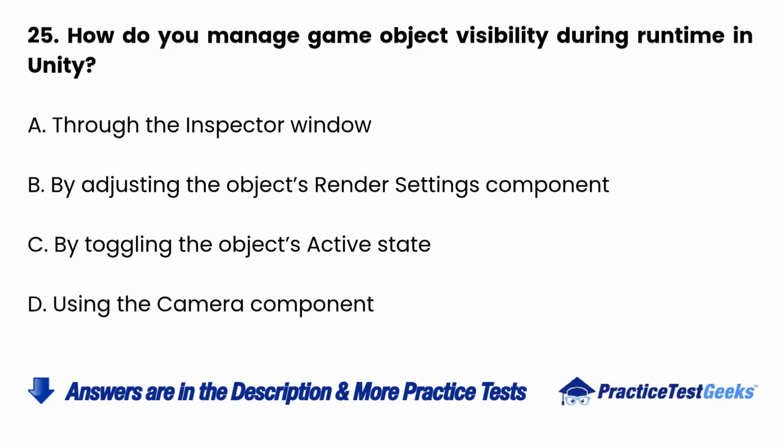25. How do you manage game object visibility during runtime in Unity? A. Through the inspector window. B. By adjusting the object's render settings component. C. By toggling the object's active state. D. Using the camera component.